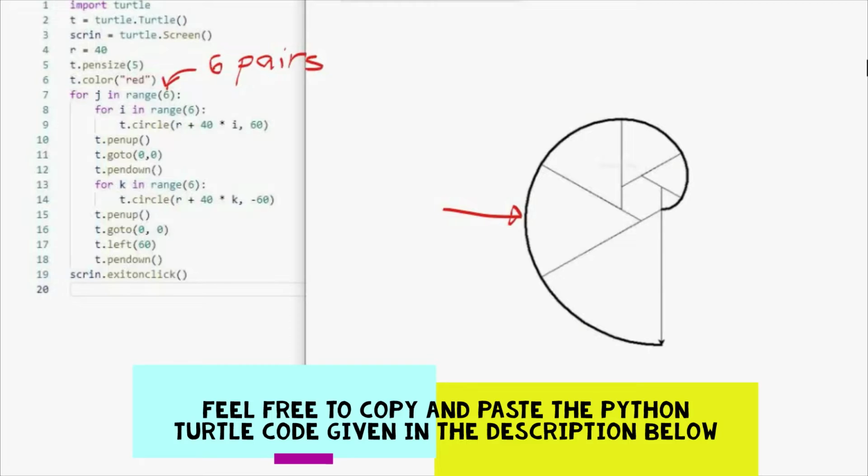And then out of the 6 pairs, of course, we have the left side of the pair. 6 left sides. Okay. And then we have the 6 right sides.